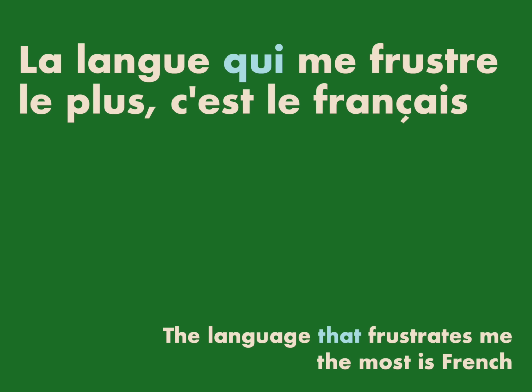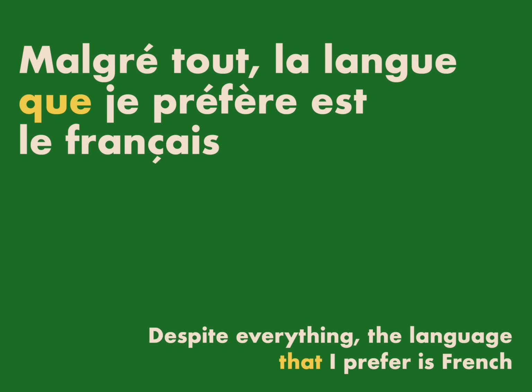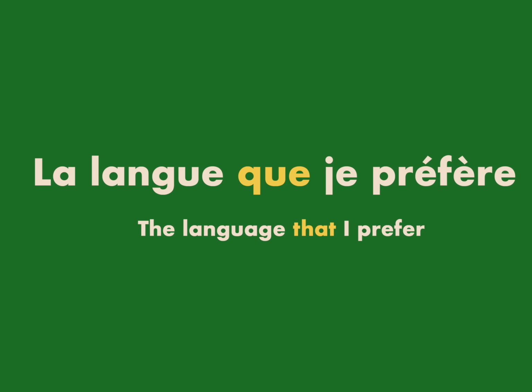La langue qui me frustre le plus, c'est le français. La langue is doing the thing. La langue qui me frustre, like it's the language that's frustrating me. That's the verb of the sentence. But you would say, malgré tout, la langue que je préfère est le français. The language that I prefer. The language isn't doing the preferring. It's me who's doing the preferring. The language is the object of the sentence. The object that I prefer. La langue que je préfère.